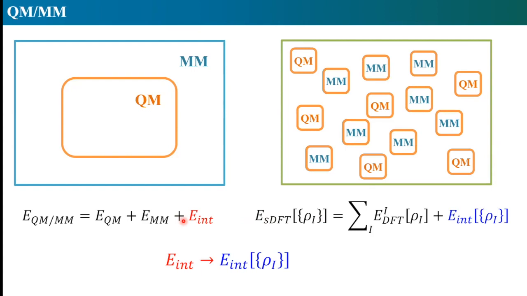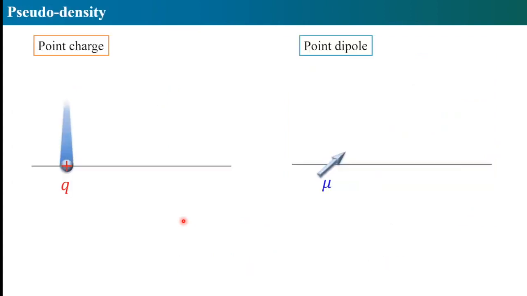If we can get density for the MM system, we can use the same functional and same technique in the sDFT to run this QMM simulation. So the key question is how to get the MM density. In the example that we are using, we don't have an MM density, but generally they have point charges and point dipoles in the MM system. So for the point charge, we can give a pseudo potential, which is a local pseudo potential.